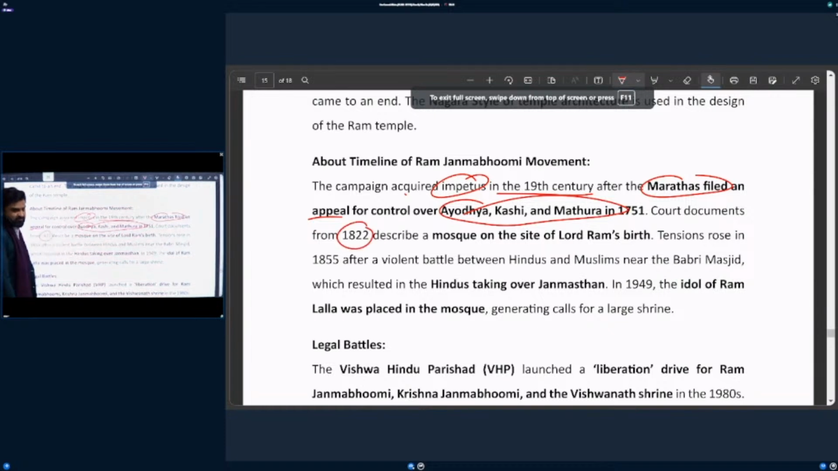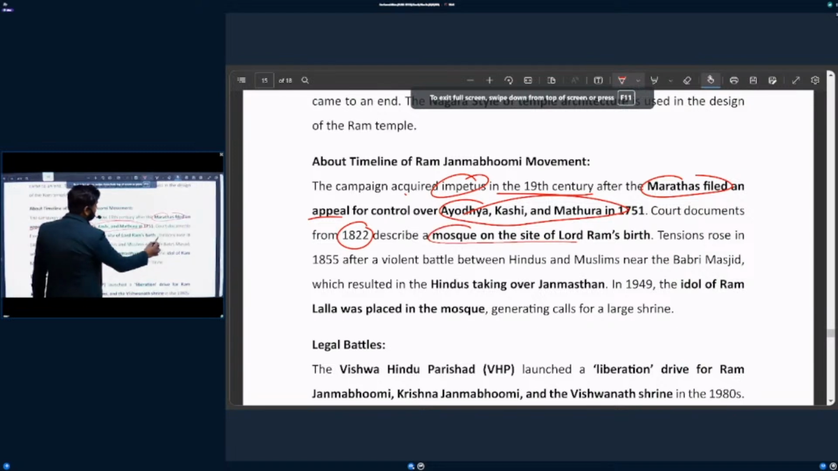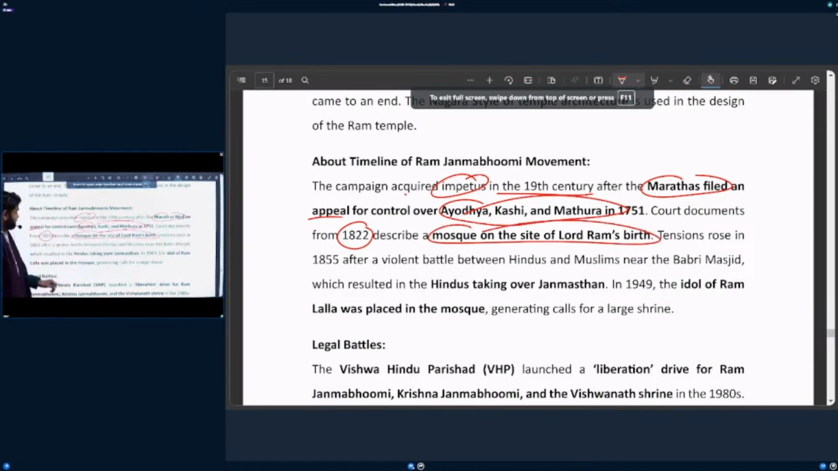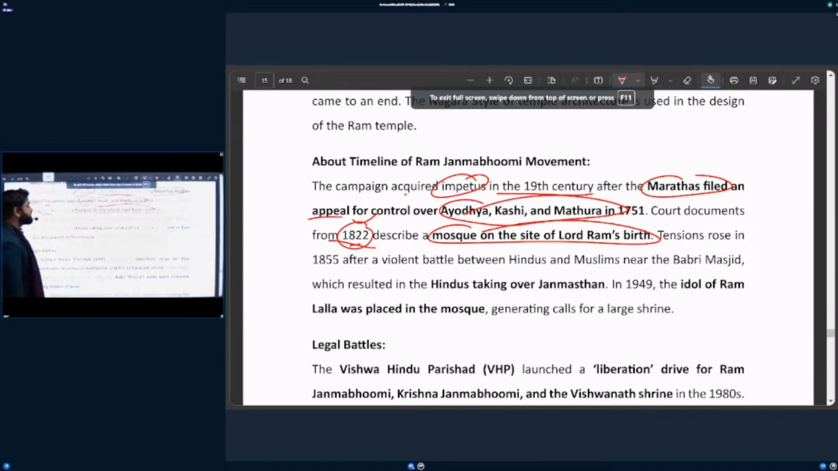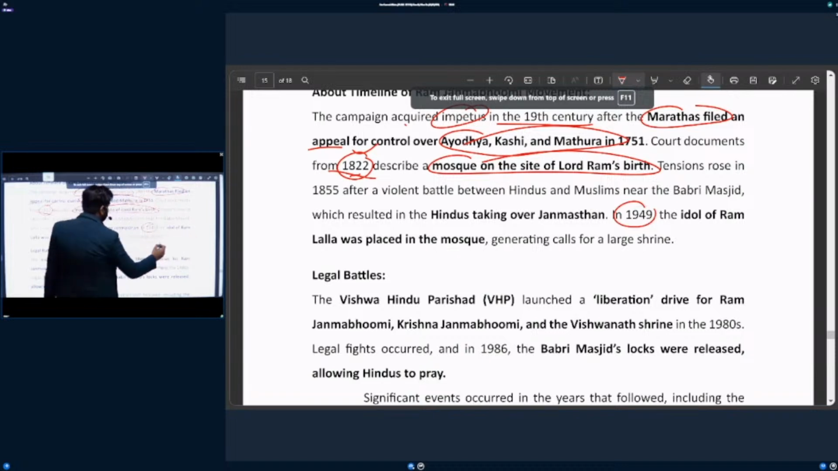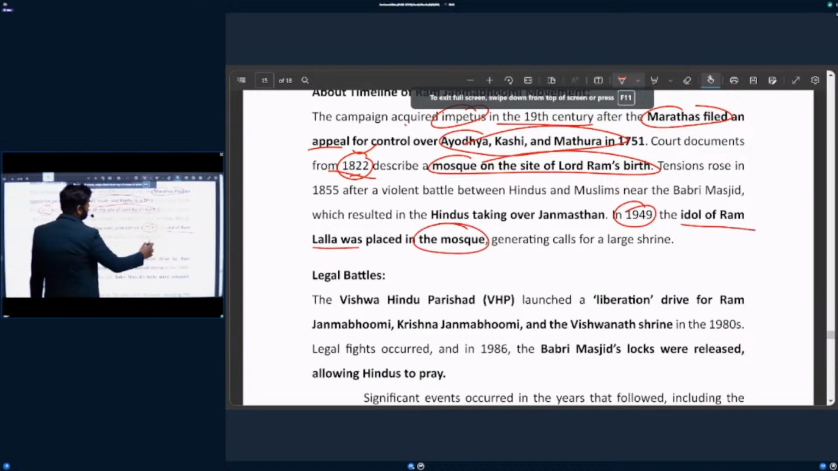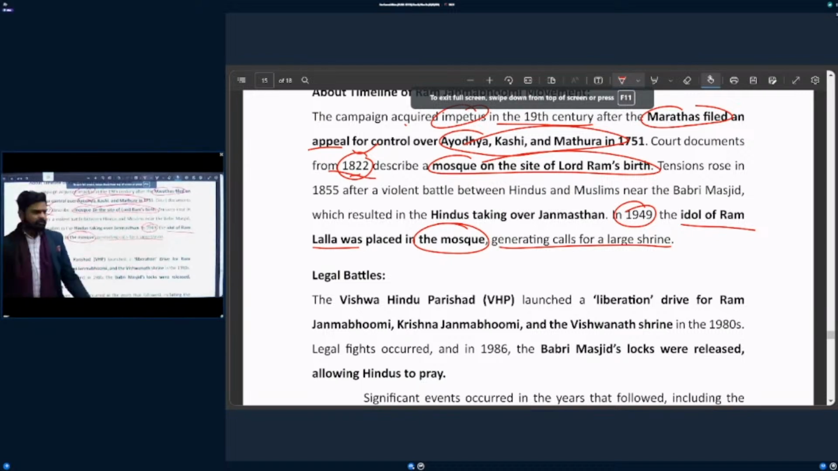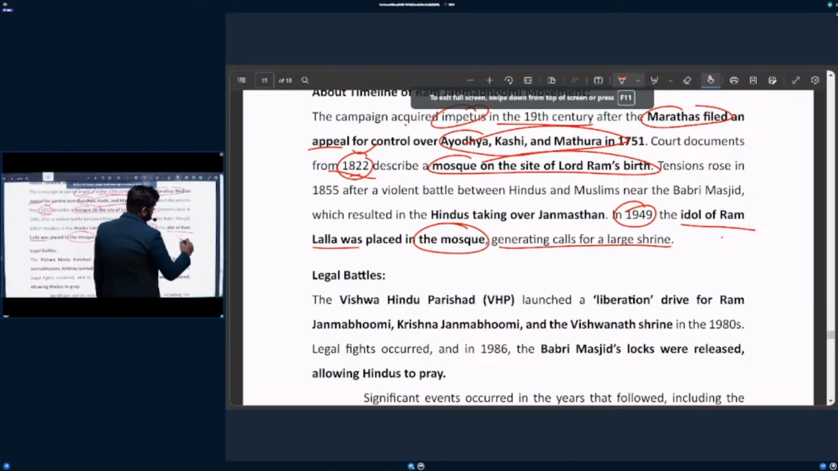The court document of 1822, which is the last available document, says that the mosque is on the site. So it means the mosque has been present at least from 1822. उससे पहले भी होगा, but the last proper document which says that the mosque is there is 1822. But nonetheless, this is the oldest issue in India you can imagine. चलिए fine है. Then this issue took a turn in 1949 when the idol of Ram was placed in the mosque, generating a call for a larger shrine. तो उसके बाद चीजें normally चलती रहती. Things go bad at a particular time, known as a person called Shah Banu.